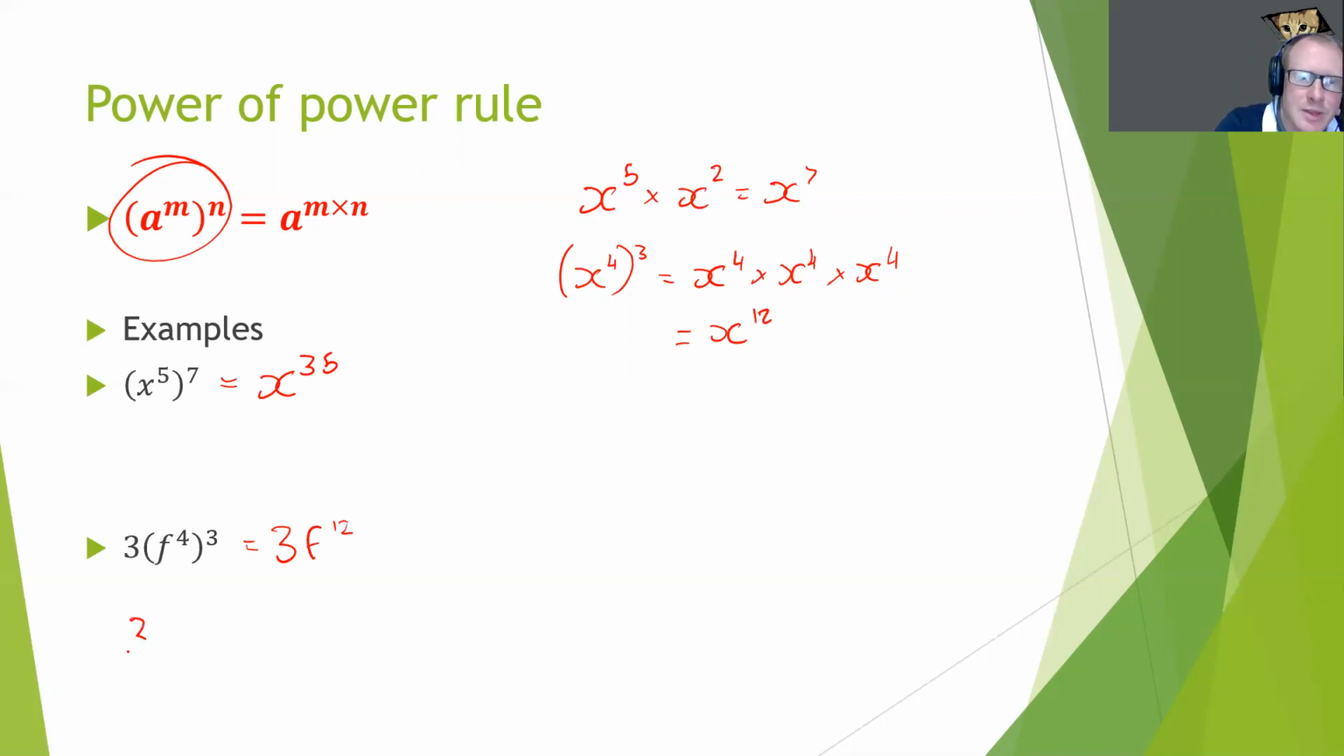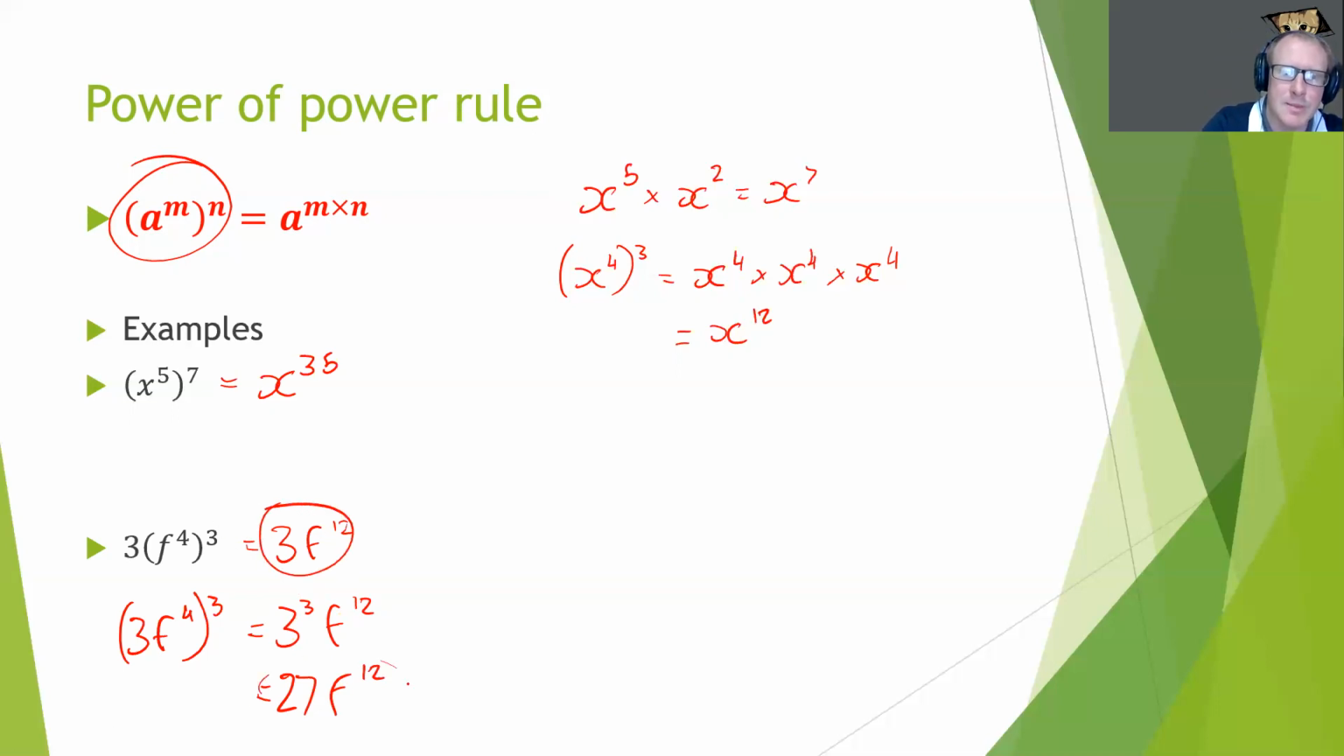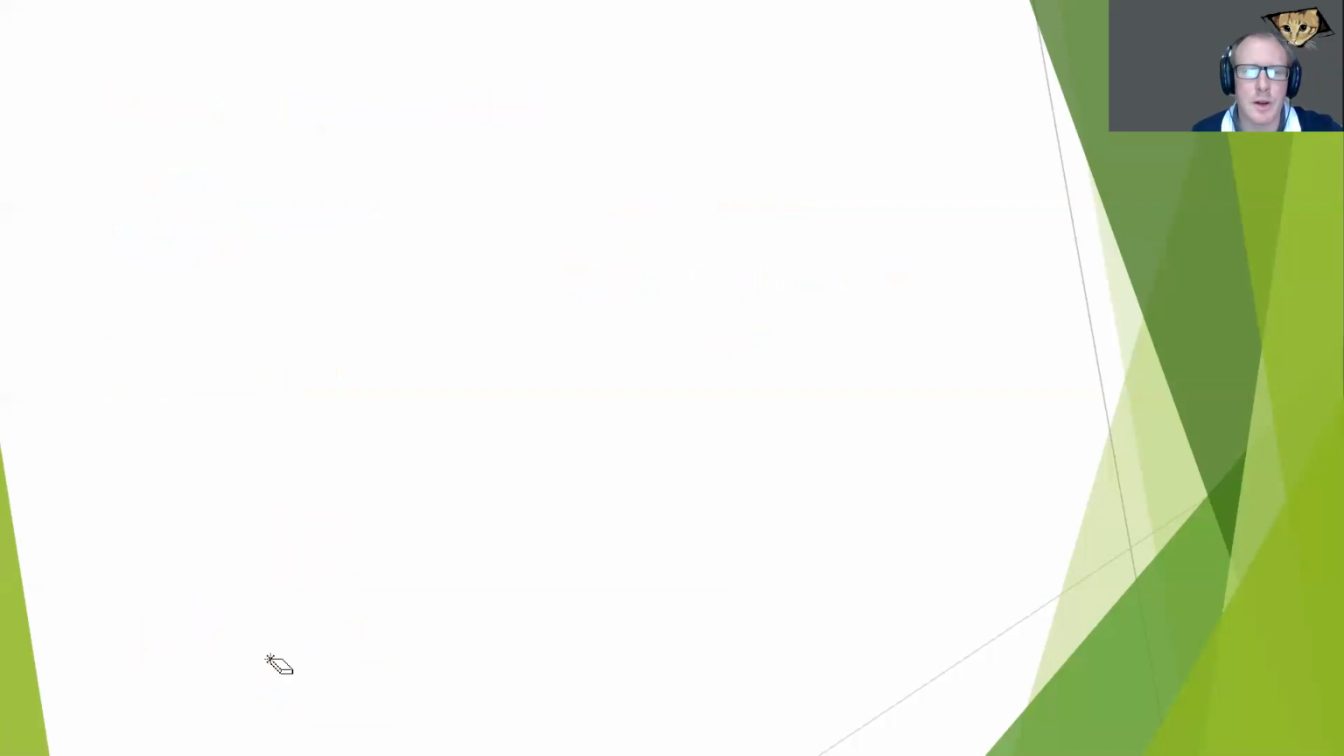If we have something inside the bracket, say like this, then everything inside gets put to the power of 3. So we've actually got this 3 to the power of 3. Now, what is 3 to the power of 3? I'll give you a few seconds to think of what 3 to the power of 3 is. It's not just 9, it's 3 times 3 times 3. We've got to times 3 by itself 3 times. So that's actually 27. Okay, so this one came out as 3f12, but this one came out as 27f12. Okay, all right, moving on.